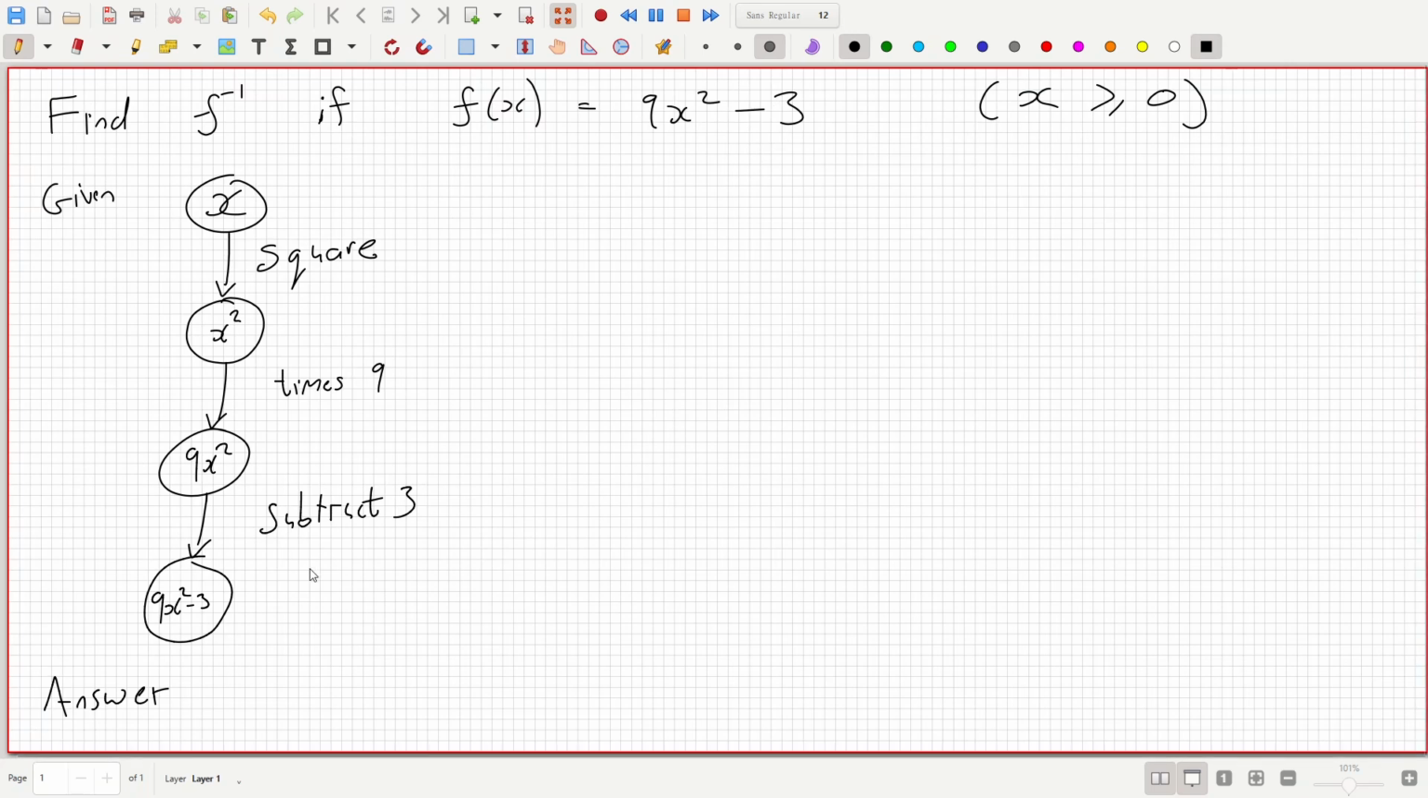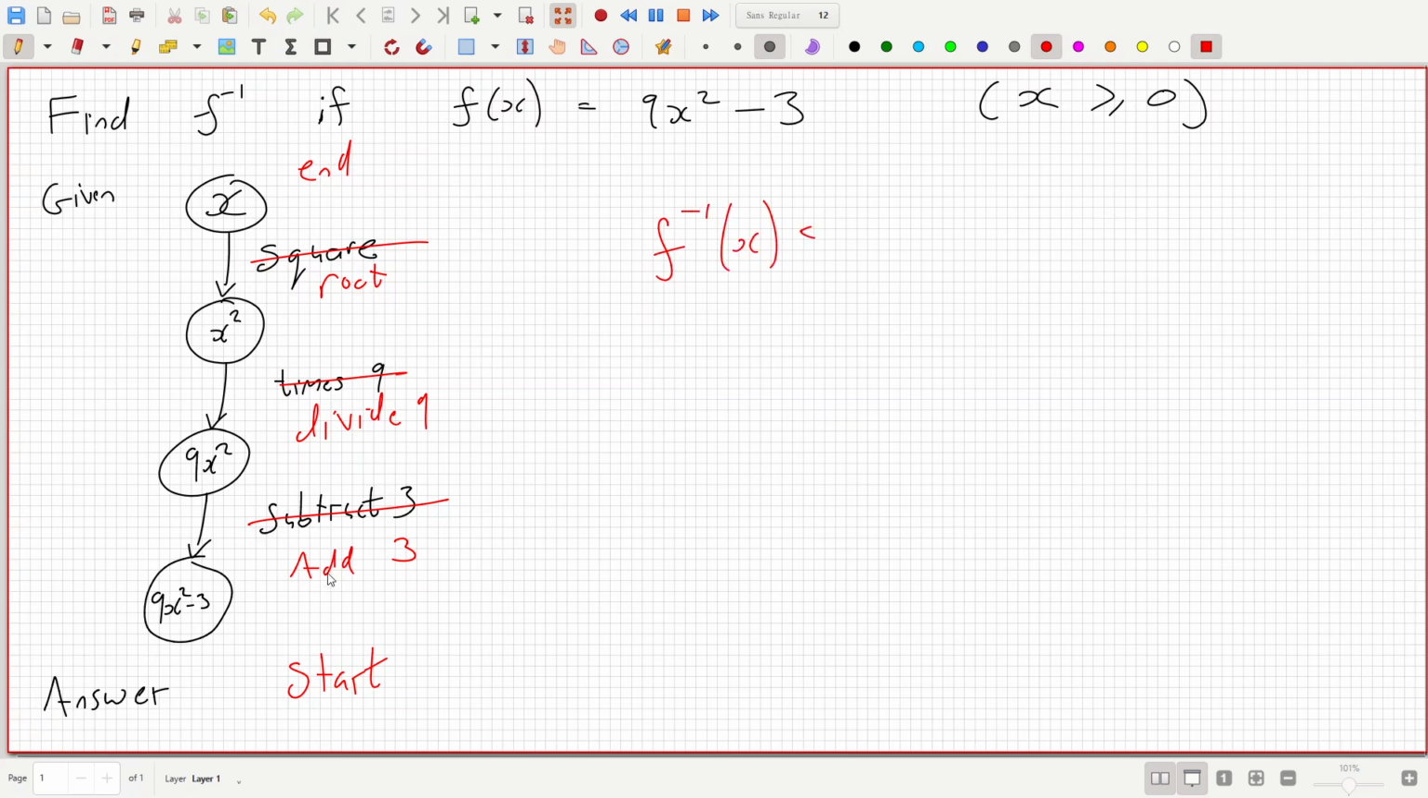To find the inverse, all you do is reverse this process, starting at the bottom, ending here, and reversing each operation. So instead of subtracting 3, you would add 3. Instead of times 9, you would divide by 9, and instead of squaring, you would square root it. So let's think about what that formula would look like. You would start off by adding 3.